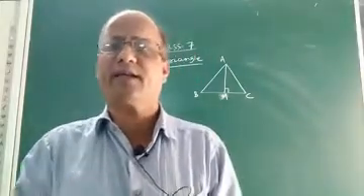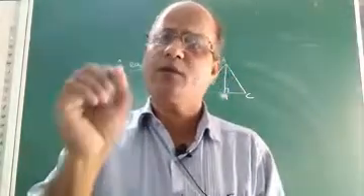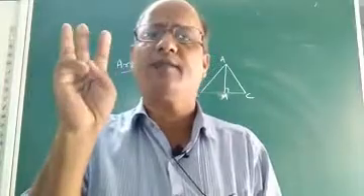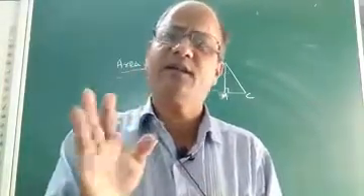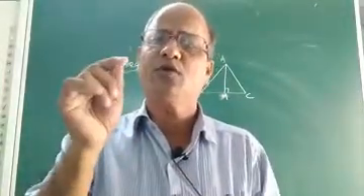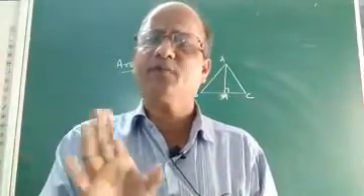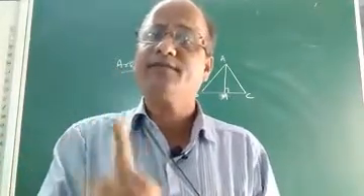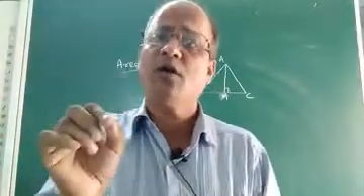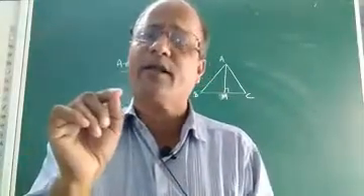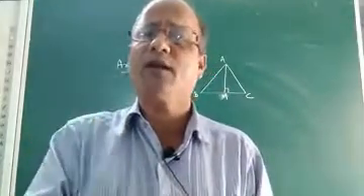Children, you know what a triangle is. A triangle is a polygon, a closed figure having three sides and three angles. You know so many things. Altitude, what is altitude? Altitude means, from any one of the vertices of a triangle, if we draw a perpendicular to the opposite side, that line segment is called an altitude.